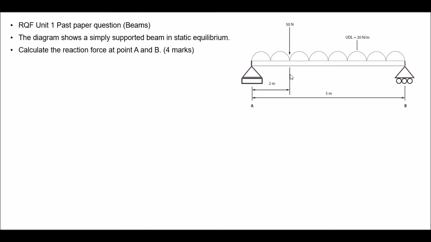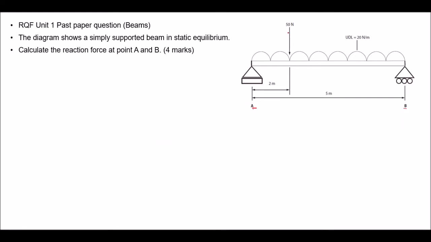Unit 1. So what we've got here is a diagram showing a simply supported beam in static equilibrium. Okay, so it means equilibrium, this beam is not moving. We're going to calculate the support reactions at A and B. Okay, so we've got point A and point B.